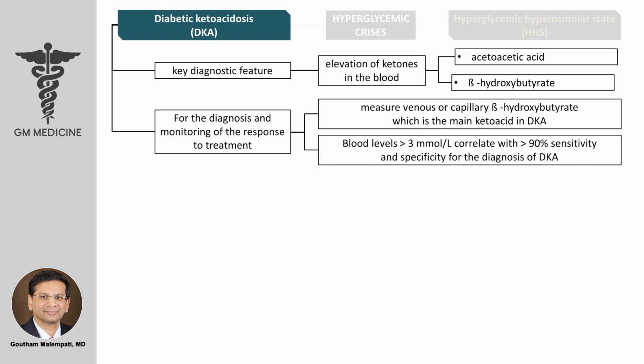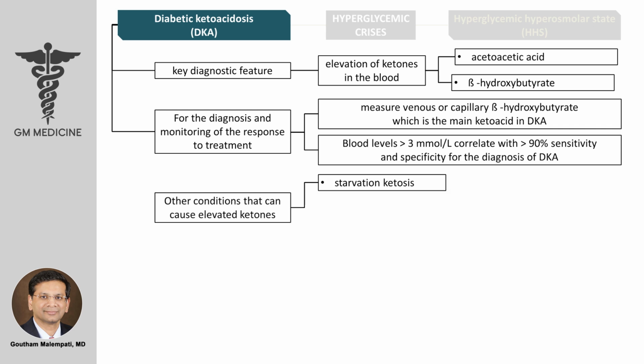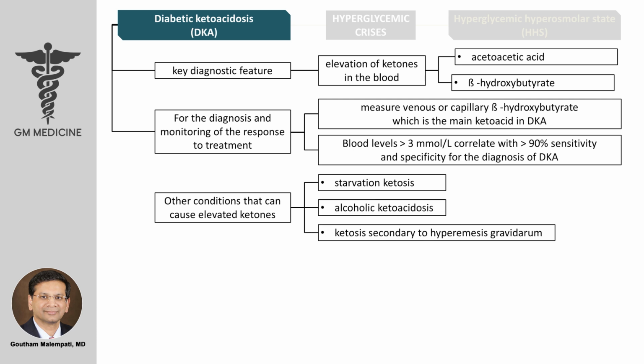Blood levels greater than 3 millimoles per liter correlate with greater than 90% sensitivity and specificity for the diagnosis of DKA. Other conditions that can cause elevated ketones are starvation ketosis, alcoholic ketoacidosis, and ketosis secondary to hyperemesis gravidarum.